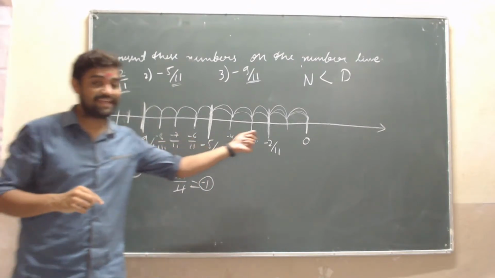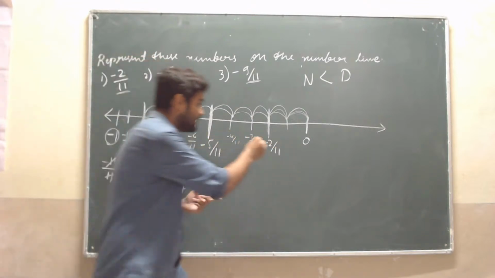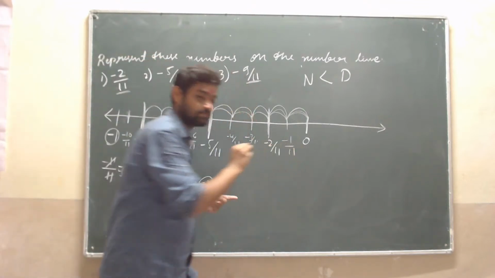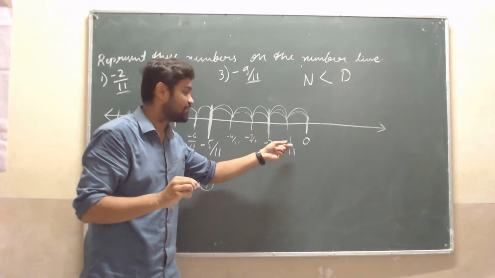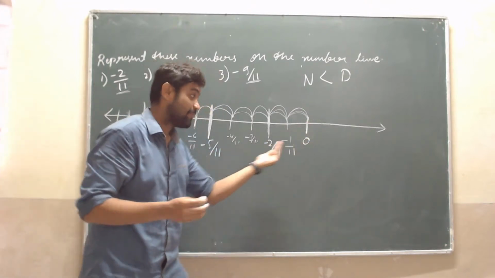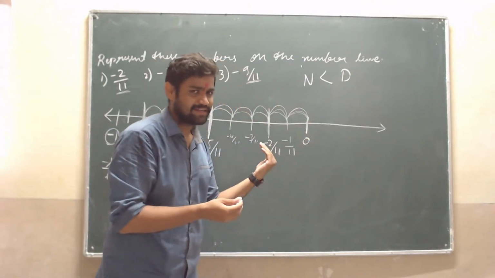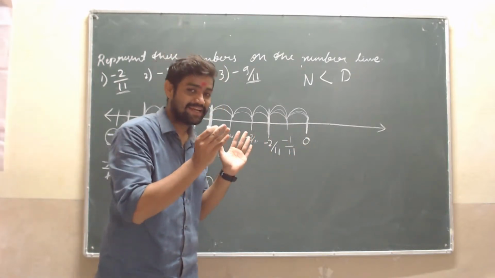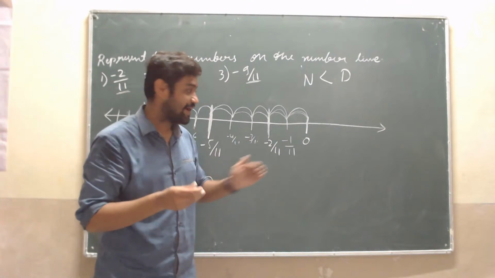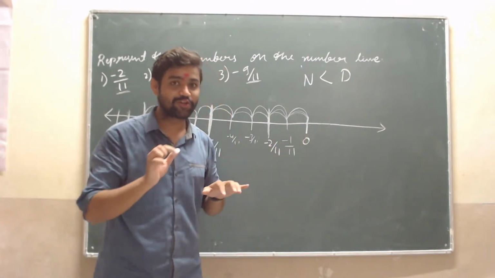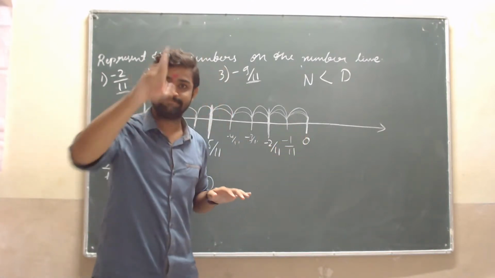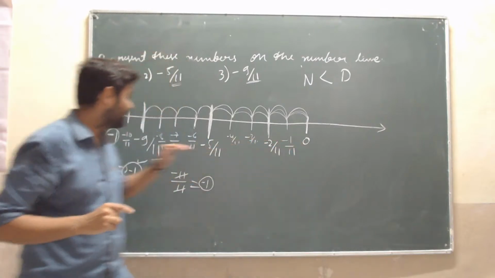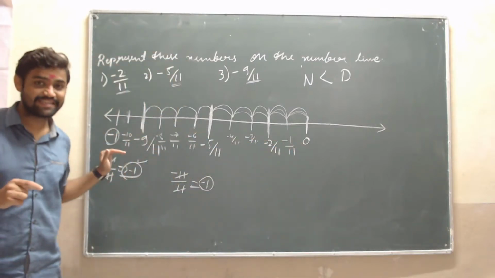See, here is minus 1 by 11, minus 1 by 11. And we can say that before that is minus 0 by 11. Isn't it? 0 is neither negative nor positive. And 0 by 11 is 0. And we have 0 to minus 1 as the correct answer.